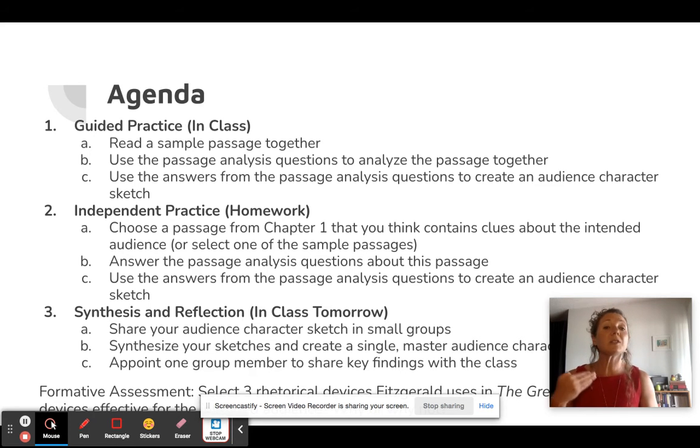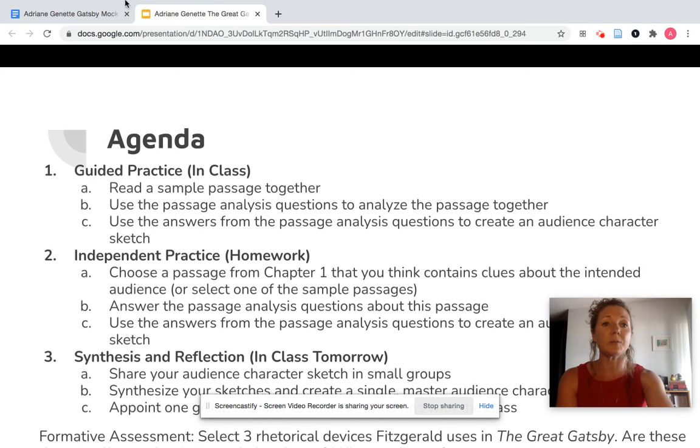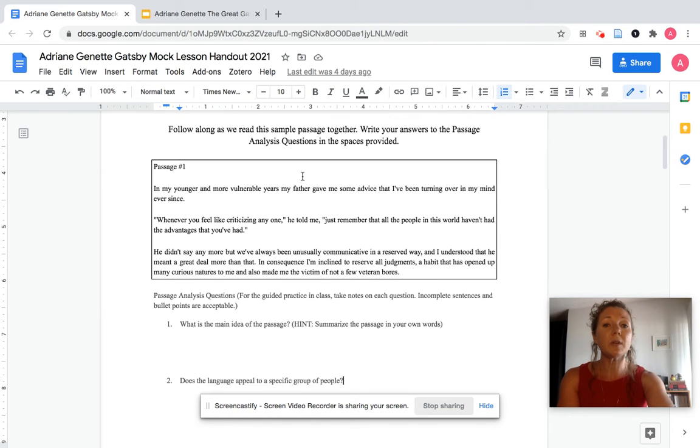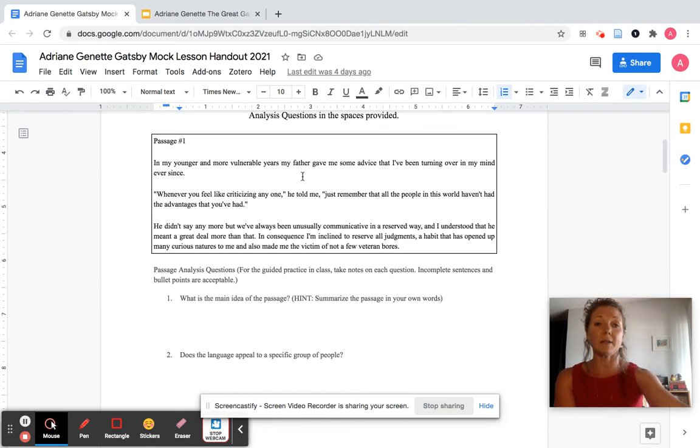All right. And so at this point, we're going to switch over to the handout. So you have that available already. And I'll go ahead and switch to that as well. And so what we're going to do is start with the sample passage.